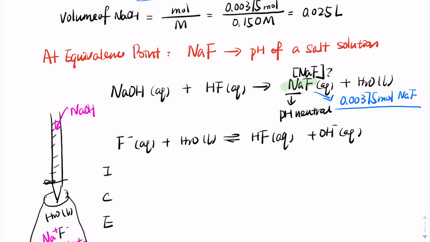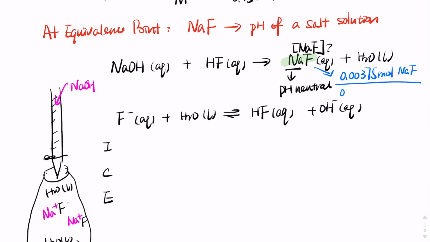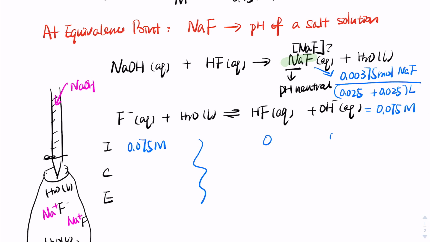And then you need to divide by the volume at this moment, at equivalence point. What's the volume? You have that 0.025, that's your acid, and you also added the same amount of the base. And then you do this, you get your concentration, which is going to be 0.075 molarity. So that's the concentration of NaF, and it also equals the concentration of fluoride ion. I'm going to put this number right over here. So that's how you get that, and the rest will be 0. You're so familiar with this process. So I'm going to have this down.